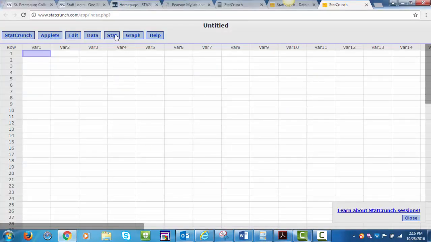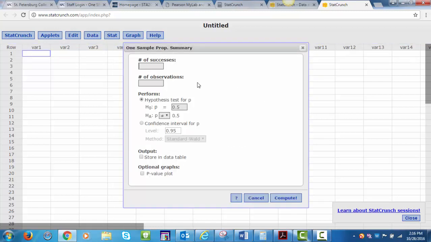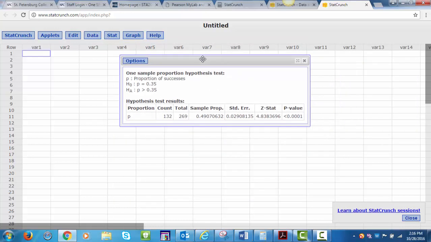Here's my StatCrunch, and if you remember, we use Stat, Proportion Stats, One Sample, With Summary. My successes were 132 out of 269, and we're doing a hypothesis test, testing if it's equal to 0.35 versus greater than 0.35. Let's compute. Here's my output. Here's my sample proportion, 0.491, which is what I got. Here's my p-value, and here's my test statistic, 4.84.